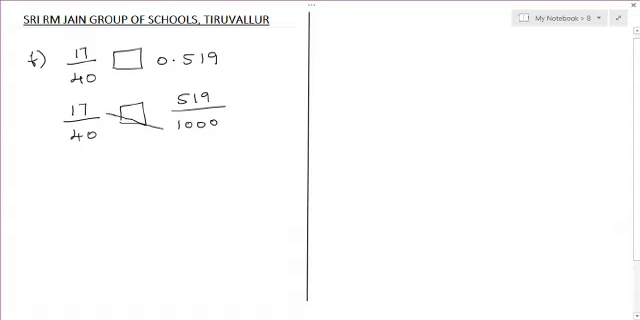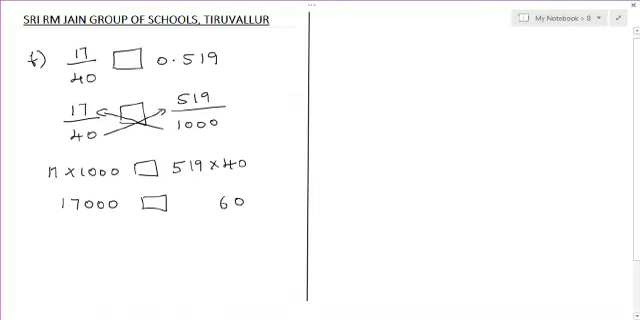So again both the denominators are different. So just cross multiply. 17 into 1000, 519 into 40. This you can directly multiply. This will give you 17,000. So write 10 as such. 4 nines are 36, 3, 4 ones are 4, 7, 4 fives are 20. So both are positive numbers. You can see that 17,000 is less than 20,760. So your answer: 17 by 40 is lesser than 0.519. So let me do one more sum.